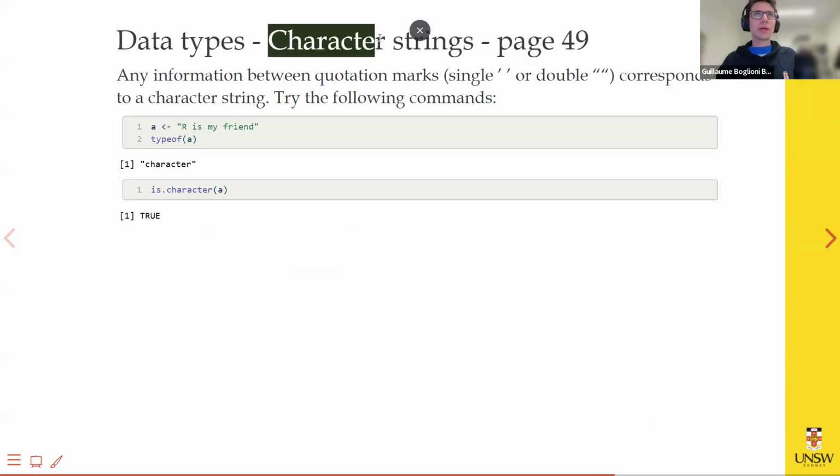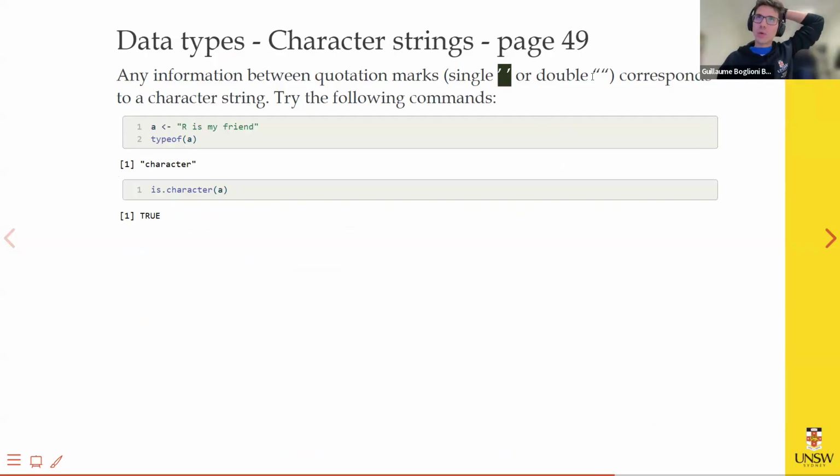Okay, then we deal with the character data type. So any information between quotation marks, and it can be single or double. I don't think there's a difference in R. I think they really achieve the same thing. Maybe there are some subtle differences between the two, but I don't think so. This creates a character. So if I create a new object, a new variable in R called A, I put inside it this sentence, basically this string of characters, R is my friend, and then I ask type of A, I get character. You also have this function to say true or false if something is a character. Is character A? True.